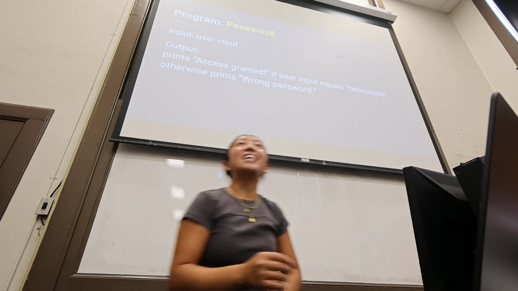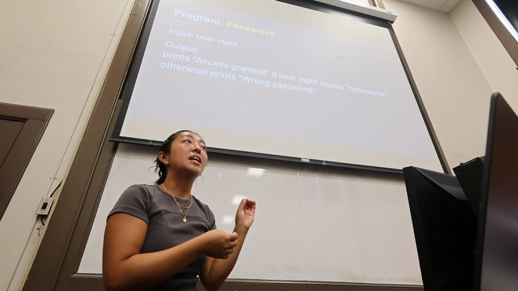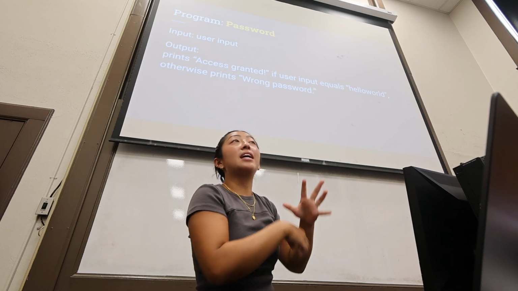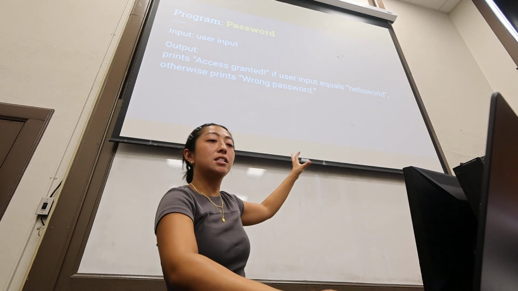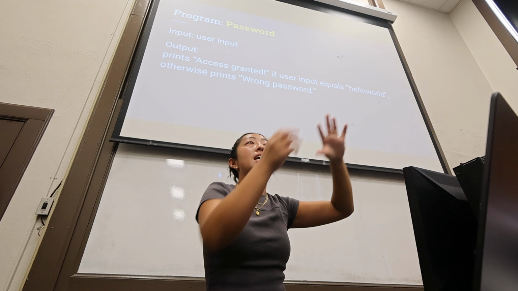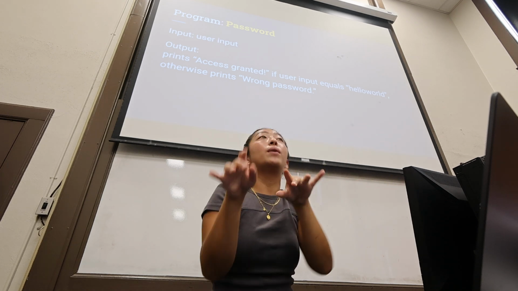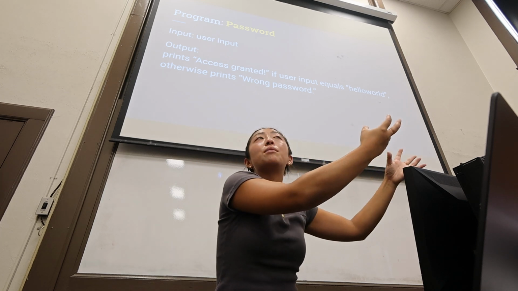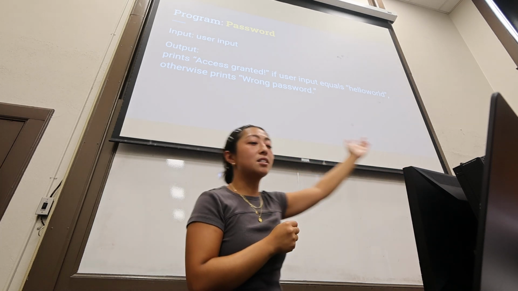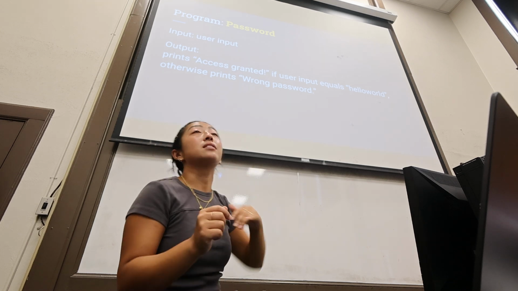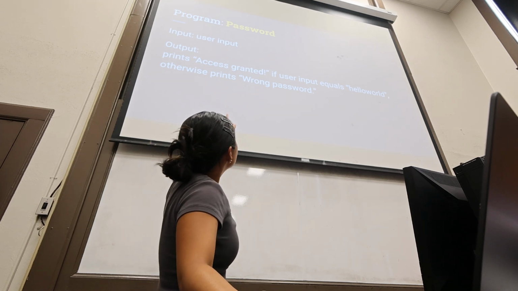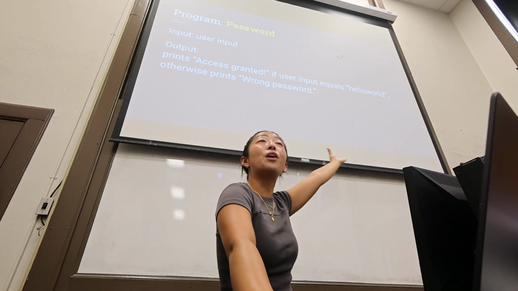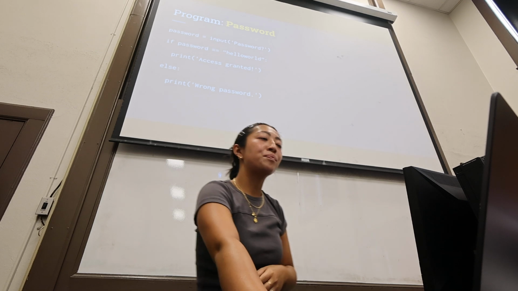Okay. So let's say I had a computer program that was checking if a user inputted the correct password. So let's say in my case, the password is the string hello world. So I take in my input, which is the user typing in what the password is, and the output is something telling me in the console that either access was granted or I got the wrong password. So access will be granted only if the user input equals, in our case, hello world. That's what we're saying the password is.